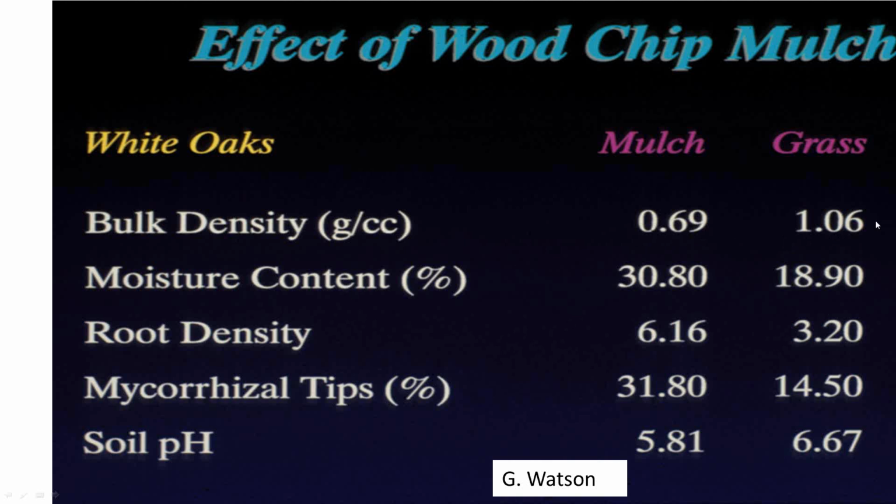Our moisture content is going to be much greater. We're going to have almost double the amount of moisture content in the soil. Root density, again, almost double. We don't need to break this down much more, but we can see that just by correctly mulching the plant, we're going to have a much greater health effect than simply grass by itself.